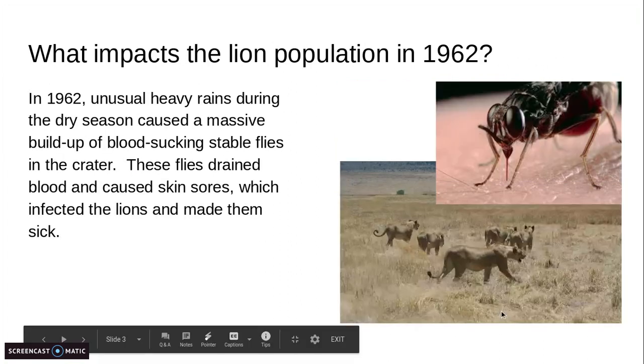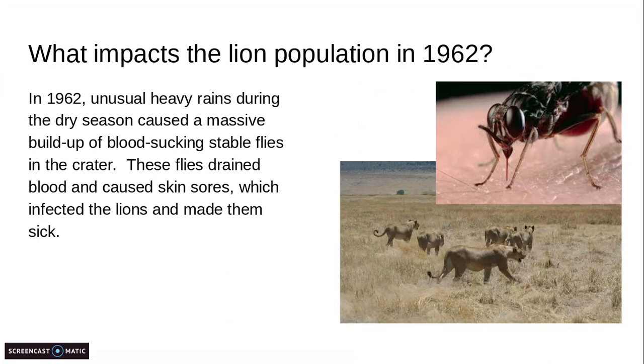Now, we also started looking at what impacted a lion population in the crater in 1962. In 1962, there were these crazy rains, and it brought in these blood-sucking stable flies, and these flies drained all the blood and made skin sores and made the lions really sick.